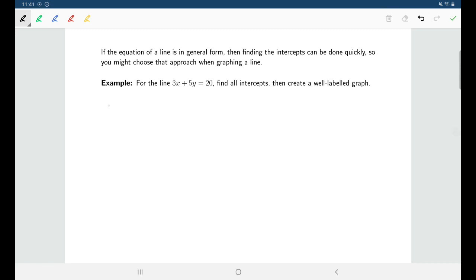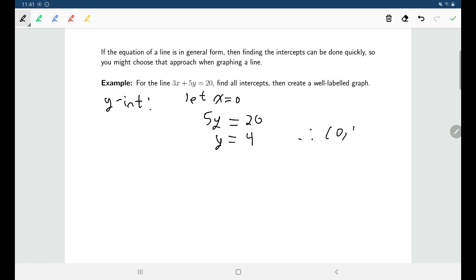I can actually fairly quickly find y-intercepts and x-intercepts. So for y-intercepts, a y-intercept happens when x is 0, and if we were to let x be 0, that means that the x term would go away. There would be no 3x anymore, there would be just 5y on the left side and 20 on the right. And so we could solve and find that y is 20 divided by 5, or 4. So we would have a y-intercept of 0, 4.